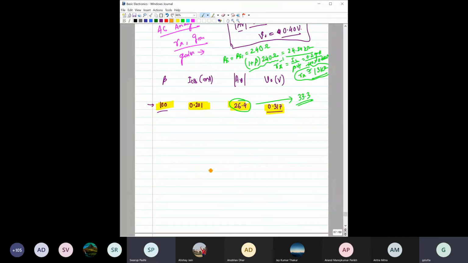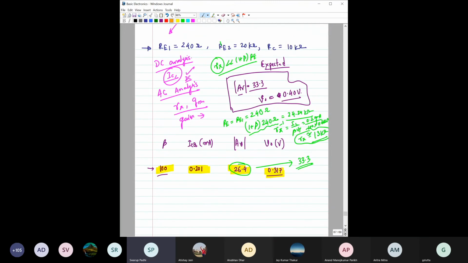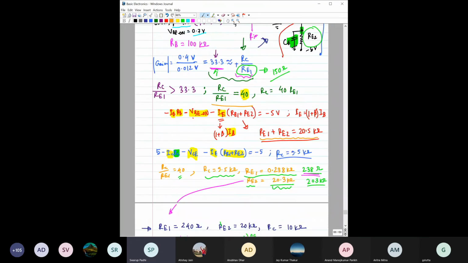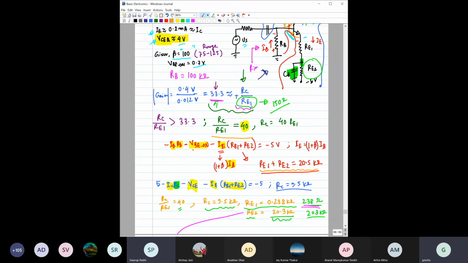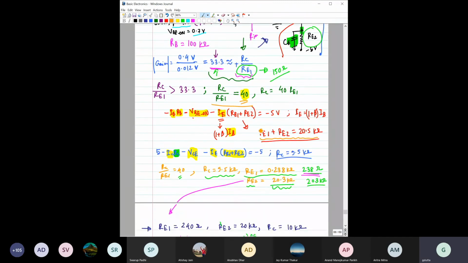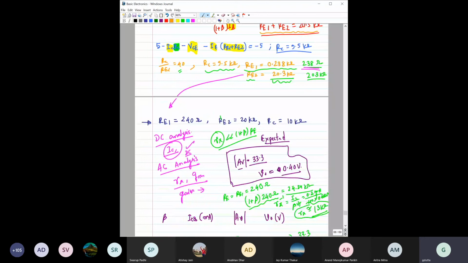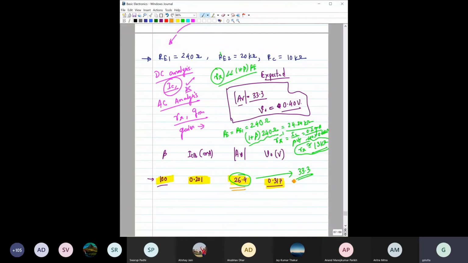Sir, why did you take RC by RE1 as 40? Was it given, meaning it should be greater than 33.3, but exactly why did you take it as 40? Yeah, so you have to start with some number, right? You could have started with 36, right? Even starting with 40, see what we have got: a gain which is lower than the expected gain, right? If you would have started with 36, then the gain that you would have obtained would be even lower than this 26.